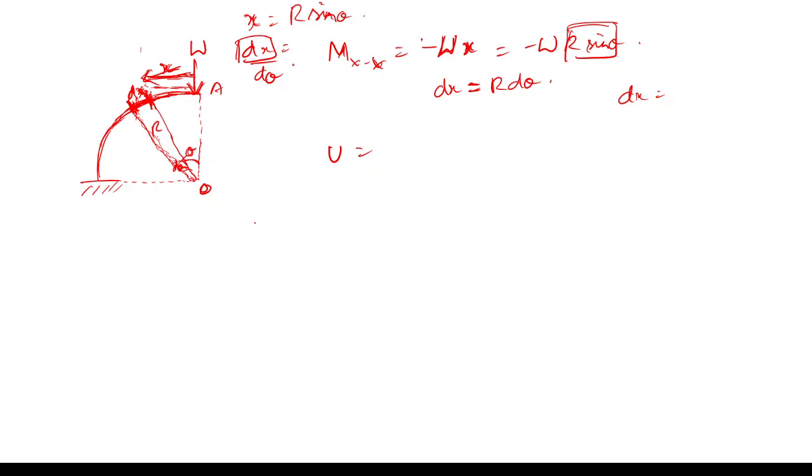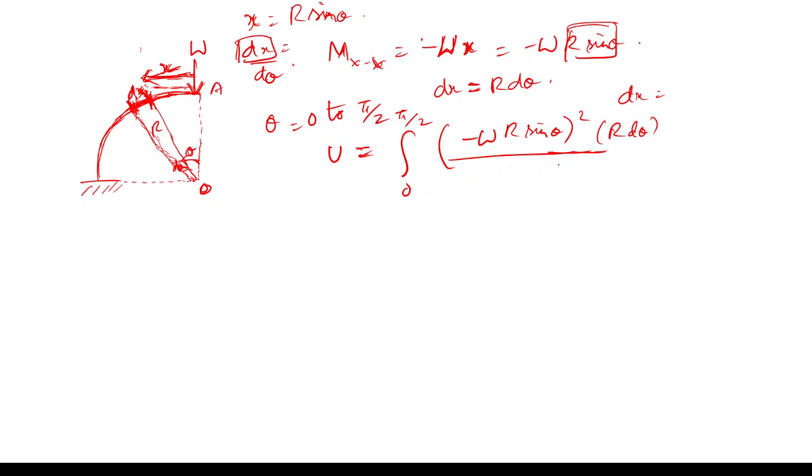So dx we have found as r into d theta. Here theta varies from here to here. So it varies from 0 to how much? Pi by 2. Yeah, pi by 2. So here I will do the integration from 0 to pi by 2 of w into r sine theta, the whole square, into dx, which is r d theta, divided by 2EI. Okay. So can you say what is the final answer for this?